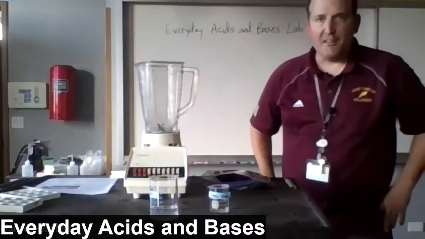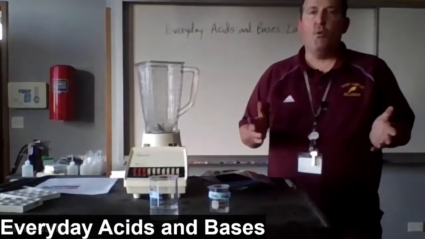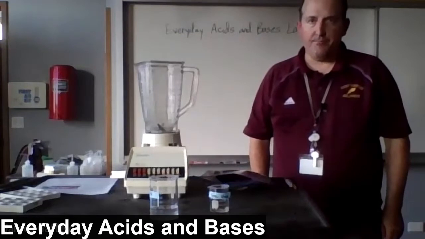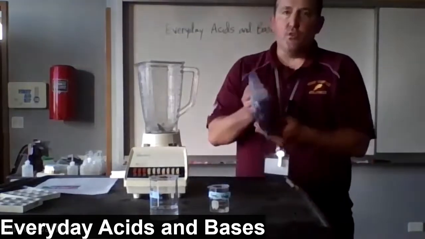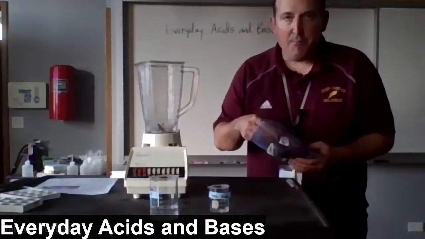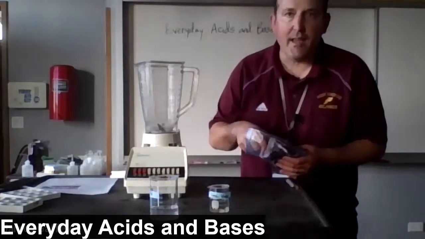Students, here's a fun little lab. It's called Everyday Acids and Bases. And the point is, acids and bases are all around us at all times, even in the foods that we eat. One of those foods, cabbage, has some pigments in it. And the pigments that are in red cabbage happen to be natural indicators.